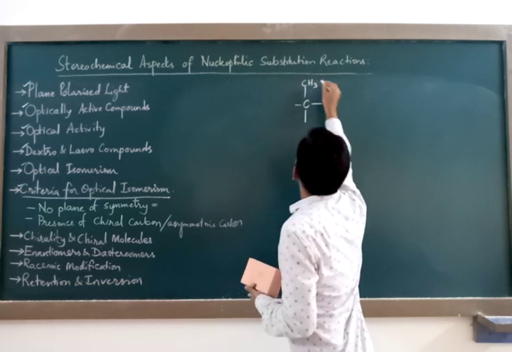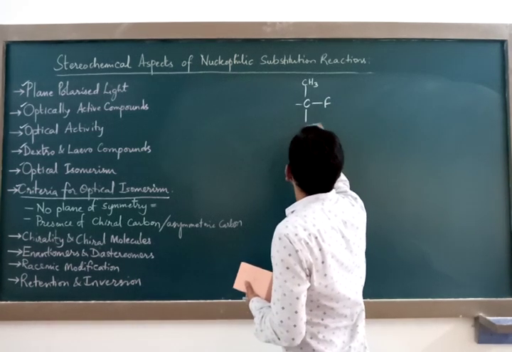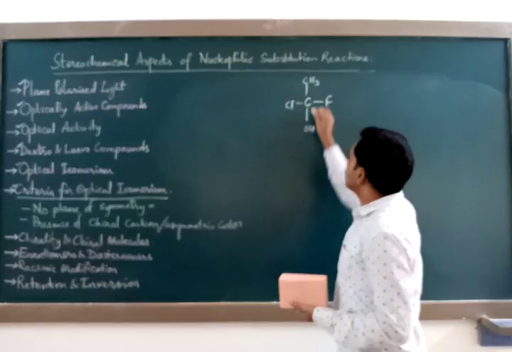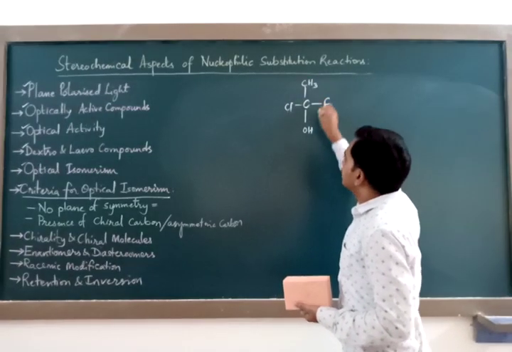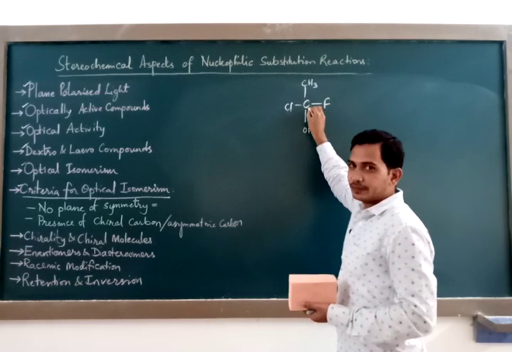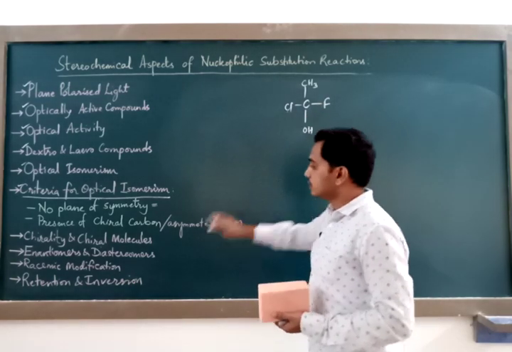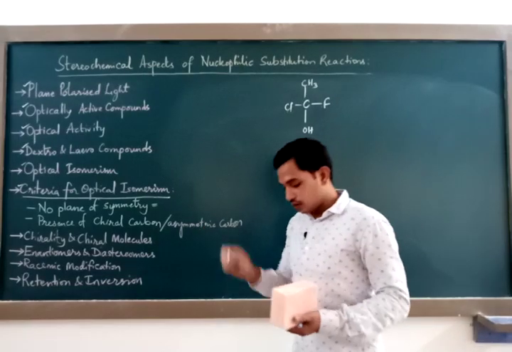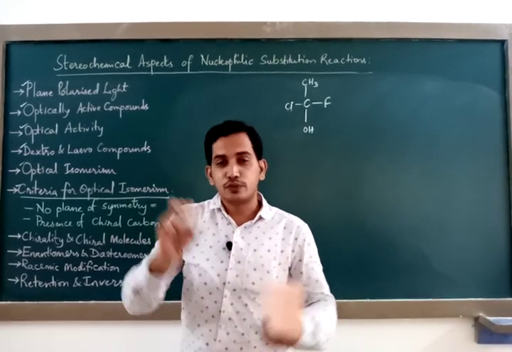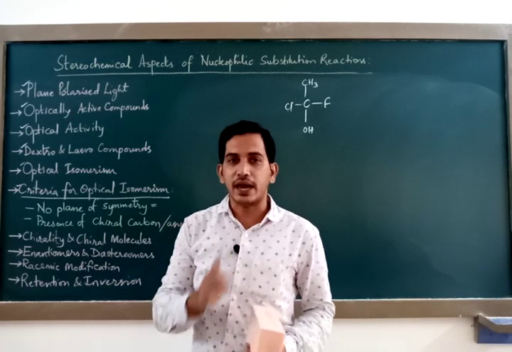Say methyl group, one fluorine, one hydroxyl group, one chlorine. This is just an example. So if any carbon is attached with four different groups, then we say this carbon is a chiral carbon. A chiral carbon is otherwise called asymmetric carbon. If in any molecule there is a carbon atom to which four different groups are attached, then such molecules will be optically active.